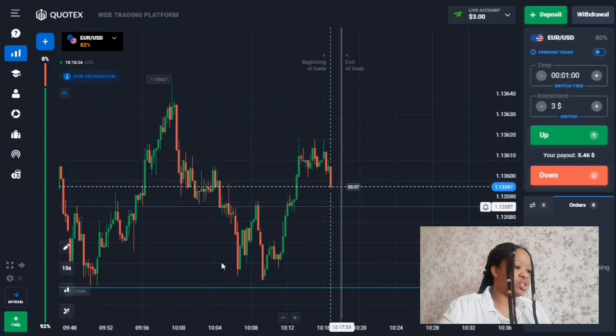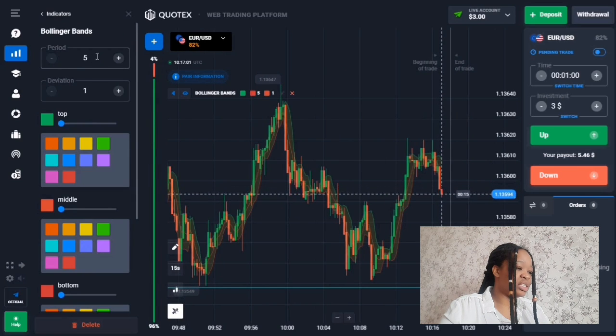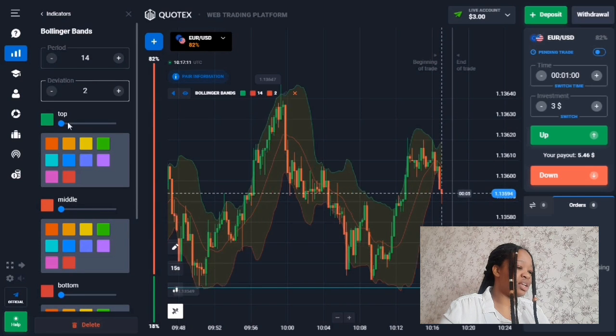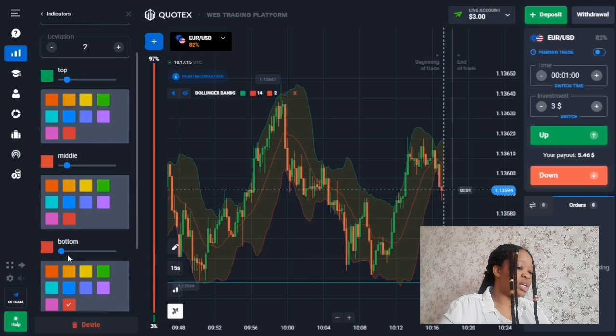To switch on this indicator, you need to click this button and choose Bollinger in the list of indicators. Then you need to change the values of the Bollinger Bands. I'll set the period as 14 and the deviation as 2, and I'll make the lines thicker so that you can see them better. And now, as you can see on the chart, this is the indicator.